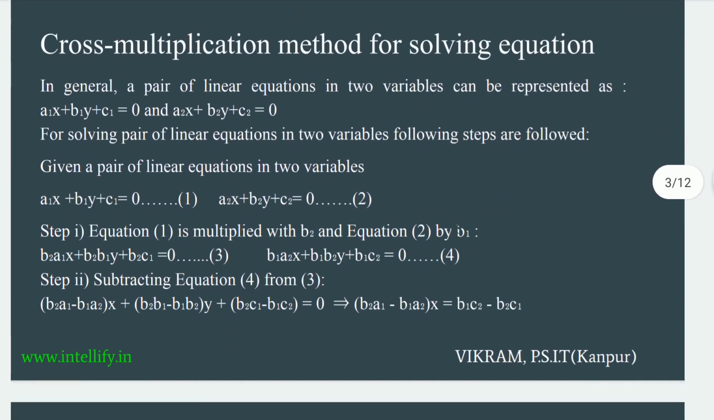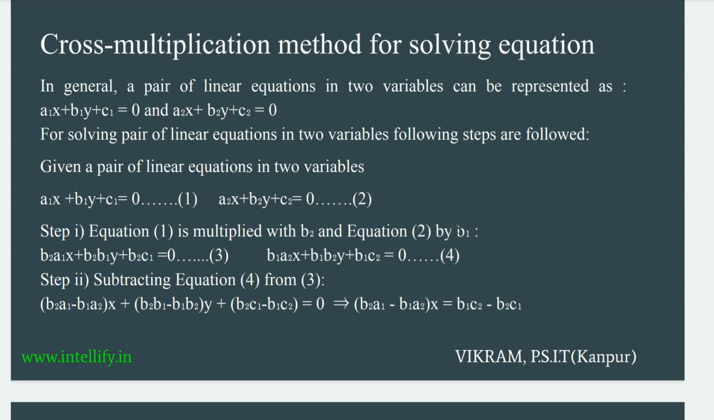Moving on to the general case involved in solving by the cross multiplication method. Let's see how we solve it. Consider a pair of linear equations in two variables. The first equation is a1x plus b1y plus c1 equals 0, and the second equation is a2x plus b2y plus c2 equals 0. For solving the pair of linear equations in two variables, the following steps are to be followed.